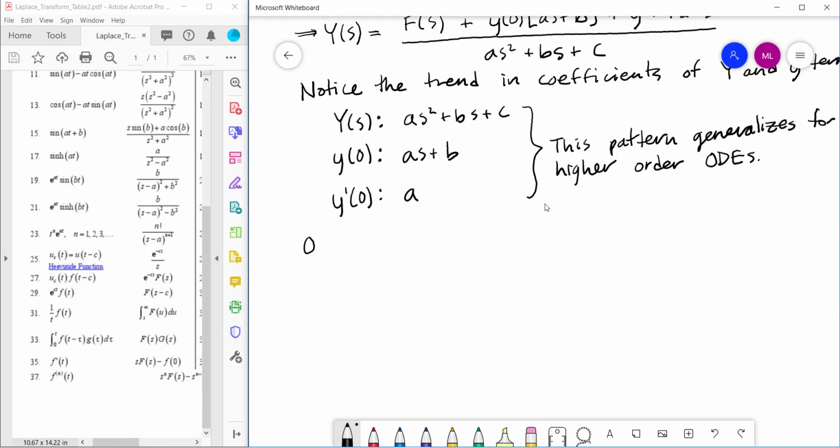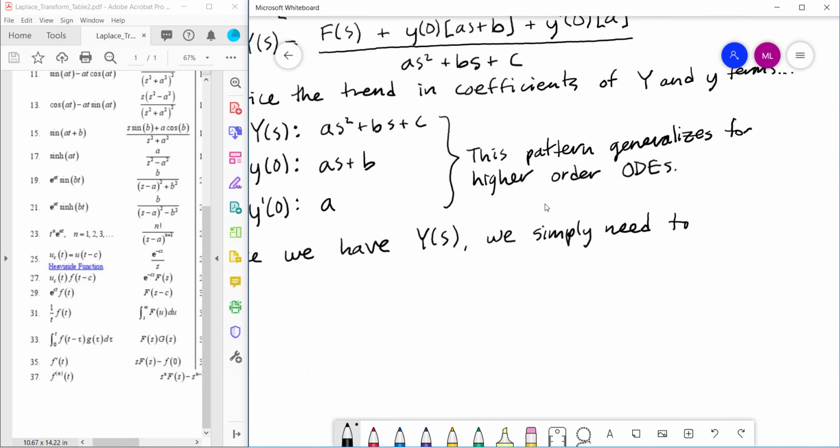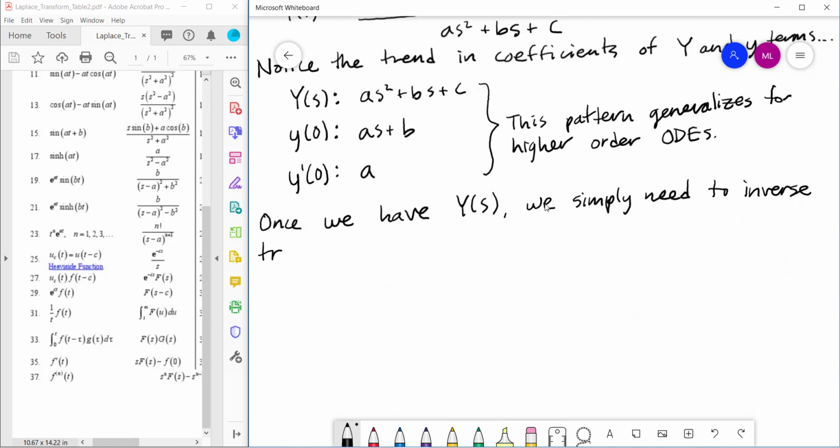So once we have our capital Y of s solved for, we simply need to inverse transform. But unfortunately, this is where all the hard work comes in. So I say simply, but it's not actually that simple. So inverse transform it to find y of t, which is the solution to the original ODE that we were wanting.